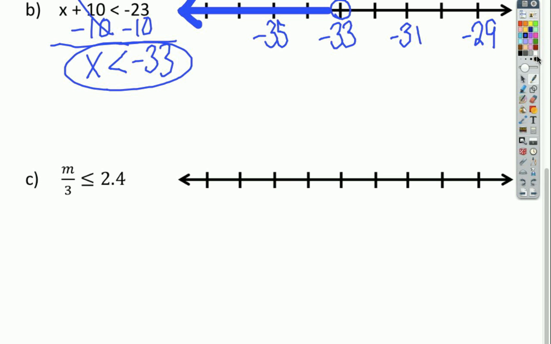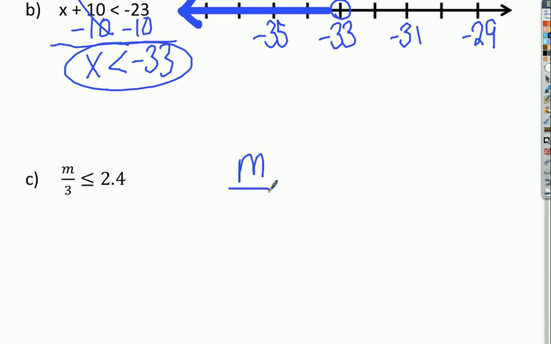So again, m over 3 is equal to 2.4. Don't pick up your calculator. Do not pick up your calculator at all. But how do we solve m over 3 is equal to 2.4? How do we solve that? Got a bunch of people who know. Excellent. Laurel? Do you agree with that, Chanel? Okay. So times 3 on both sides. And we then go ahead and solve the equation.